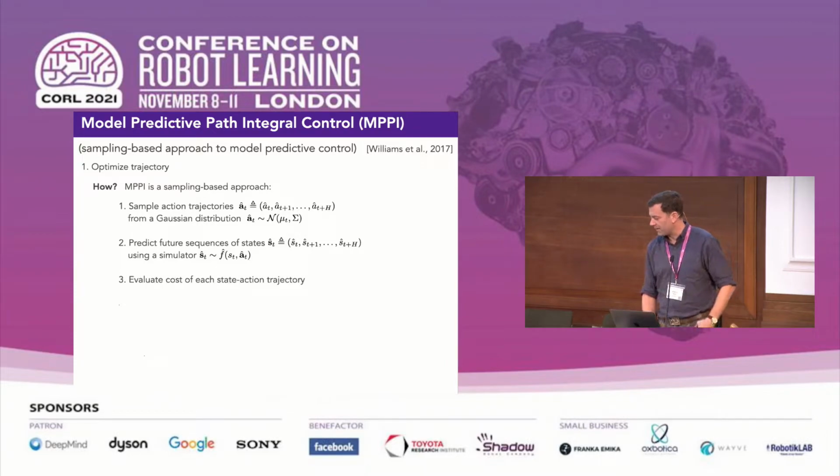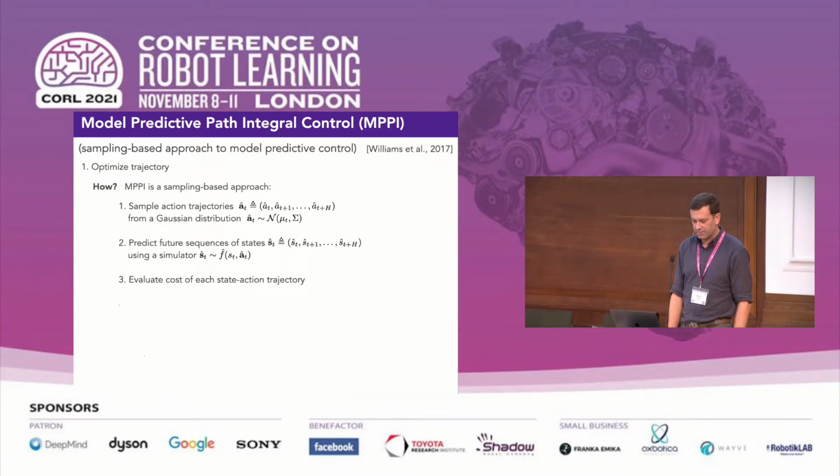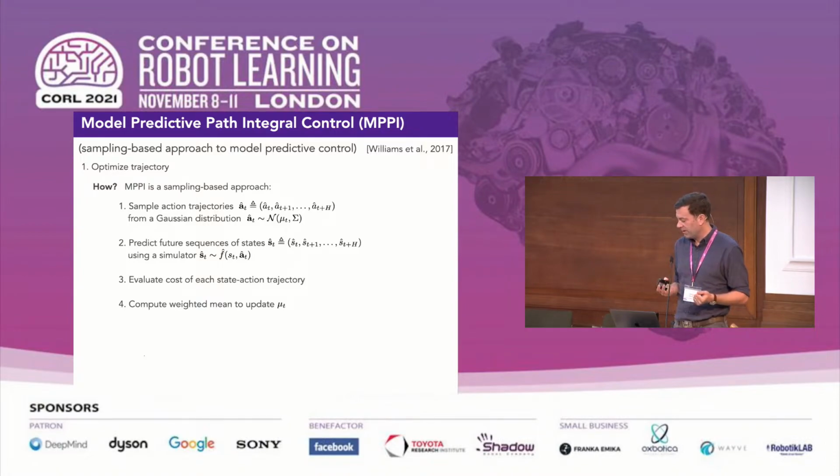We then evaluate the cost of each state-action trajectory. For the vehicle, the costs are things like drive fast, stay near the center of the track, minimize acceleration, and so on. We then compute a weighted average of the trajectories according to their desirability, which gives us a smooth, low-cost trajectory. This can also be viewed as an update to the mean of the Gaussian that we originally used to sample our action sequences. For those of you who are familiar with CMA-ES, this is a really similar approach, just used in this model predictive control context.